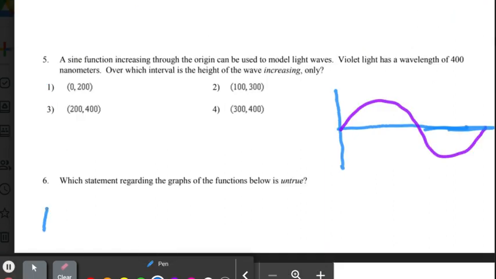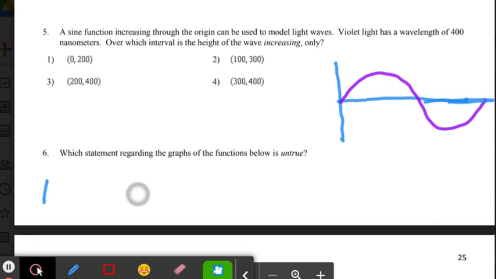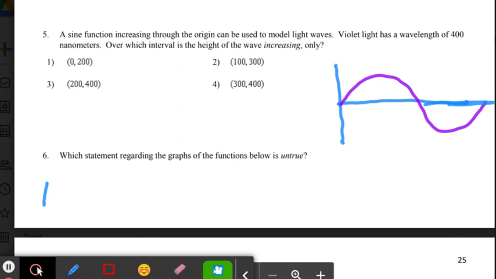So technically we didn't do word problems in our curriculum, but I did leave some in just because I thought it was good to see how this stuff applies in semi-real life. A sine function increasing through the origin can be used to model light waves. Violet has a wavelength of 400 nanometers. Wavelength is the same thing as a period.